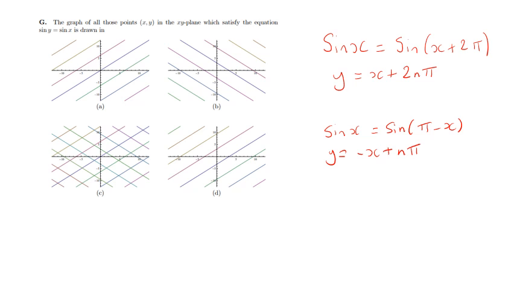Now if we think about what we did on the last one, we talked about it being a positive gradient. This one has got a negative gradient. So this graph would be either B or C. Now the only graph that's got positive and negative gradients on it is going to be graph C. So graph C is the one that's going to map all of the solutions.